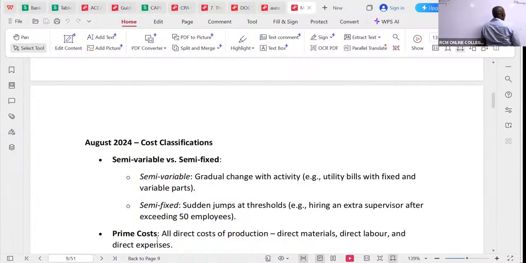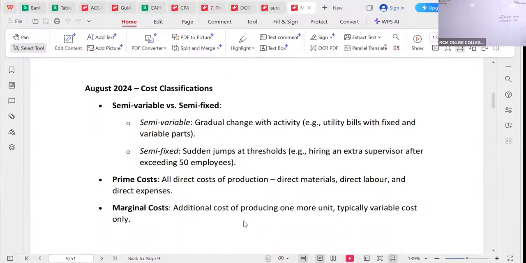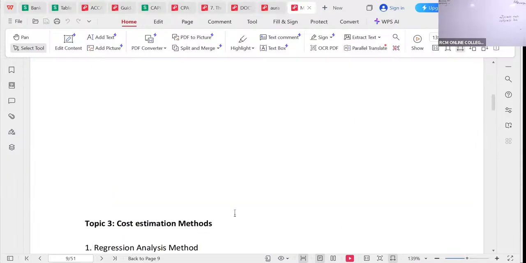So what is prime cost? Direct materials. The other one? Direct labor. Anything that is direct. Even if they say direct overhead, still that will be a prime cost. So prime cost, we are told there, these are all direct costs of production: direct materials, direct labor, and direct expense. Then we have marginal cost, and I define this for you. Additional cost of producing one more unit. One more unit.